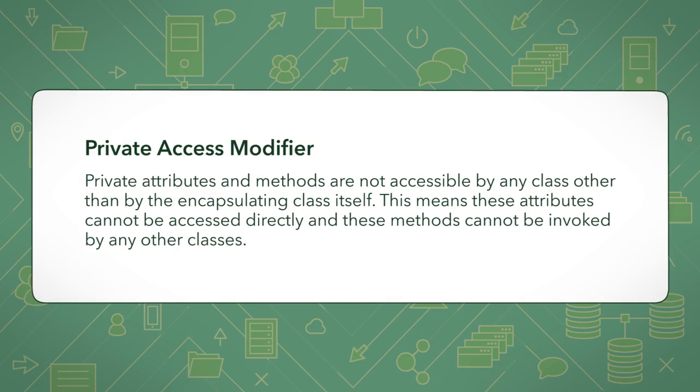The last access modifier is called private. Private attributes and methods are not accessible by any class other than by the encapsulating class itself. This means these attributes cannot be accessed directly, and these methods cannot be invoked by any other classes.